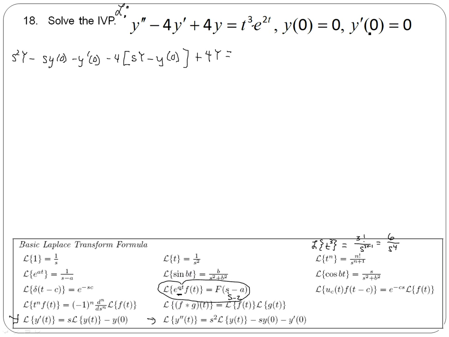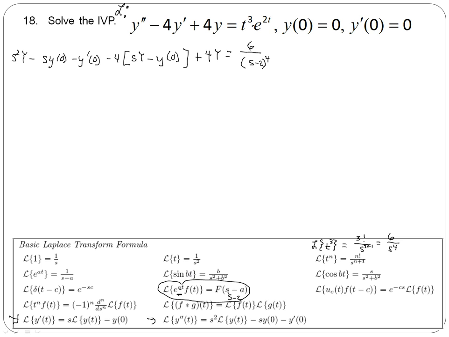So when I apply that shift, that 6 is still a 6, but wherever I have the s, I'm going to shift it to s minus 2. There we go.